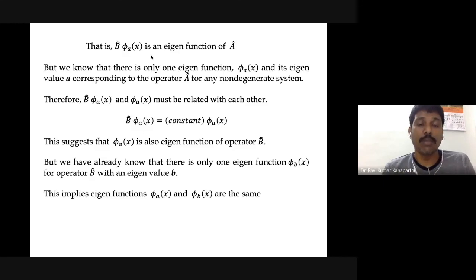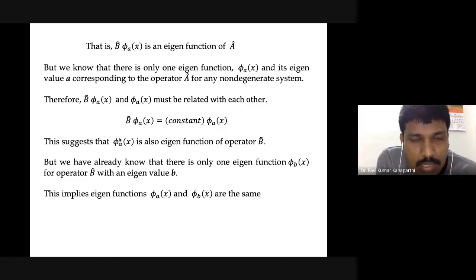What could have happened is that the two functions, B phi A of x and phi A of x, must be related with each other. Only then will this type of relation be satisfied. So that means B phi A of x must be equal to a constant multiplied by phi A of x. Now this also suggests, what is it suggesting.